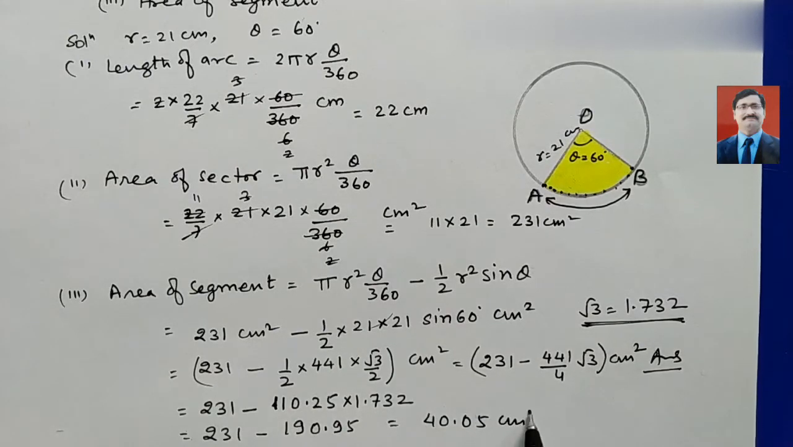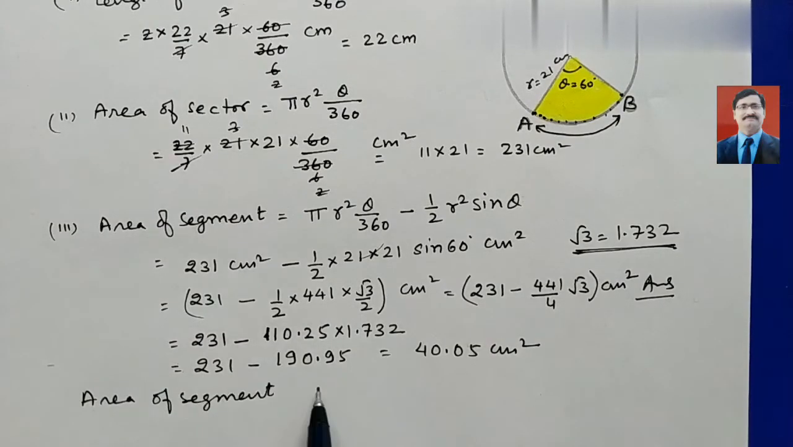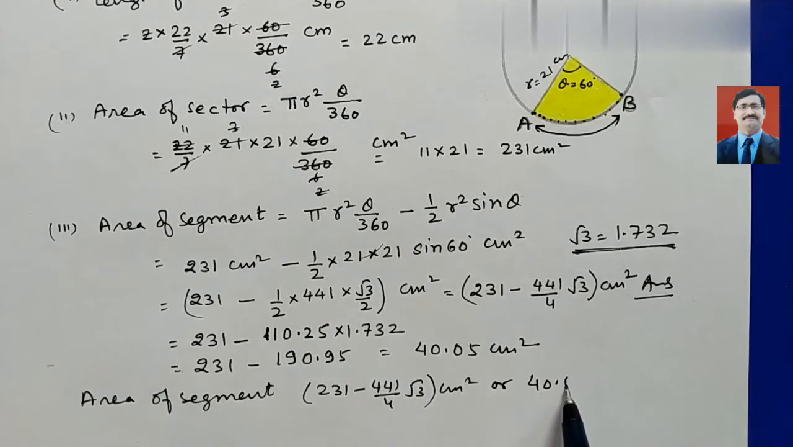Now subtract these, we get 40.05 centimeter square. So we can write that area of segment is 231 minus 441 upon 4 root 3 centimeter square, or we can write 40.05 centimeter square.